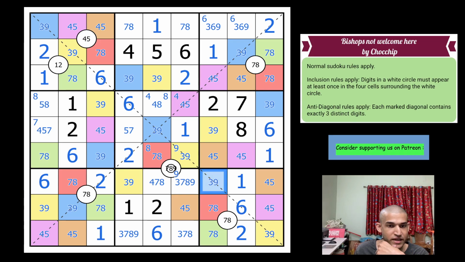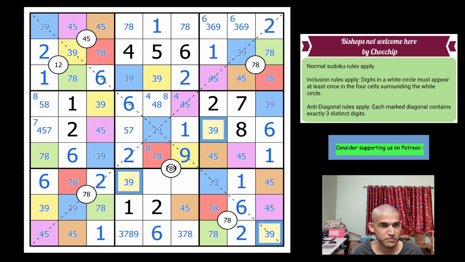Okay, 3, 9, 3, 9. Which means this is not a 9, so 9 is forced here. Excellent. So that means all the yellows are 9. Superb, guys. This is fantastic. So we are just reaping the harvest, you can say.